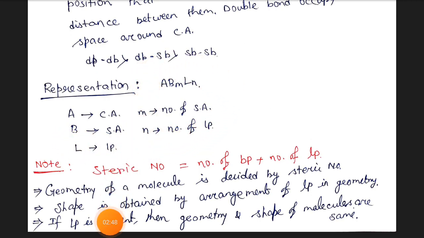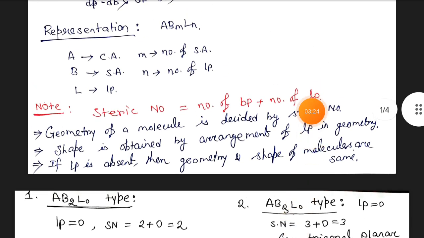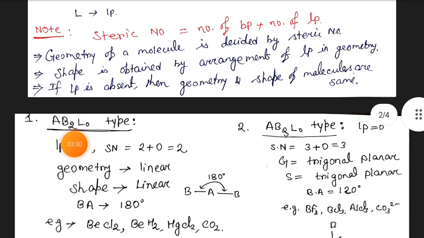At first you have to note these three points, because they are a very important concept in this chapter, that is steric number. What is steric number? Steric number is the sum of the number of bond pairs plus the number of lone pairs. Next, the geometry of a molecule is decided by the steric number, and shape is obtained by the arrangement of lone pairs in the geometry. If lone pair is absent, then the geometry and shape of the molecule are the same. These three things are very important from an exam point of view, so remember them.